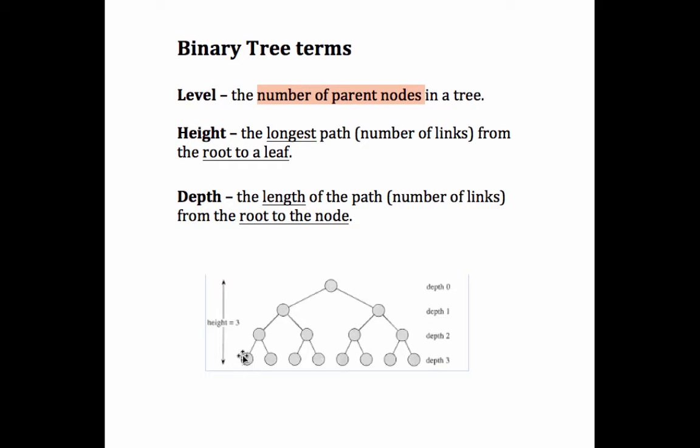These nodes here are not parents of any node because they don't have children. They are leaves, so they cannot be parents by definition. So I have 1, 2, 3 possible nodes that can be parents. So I said that level is 3.